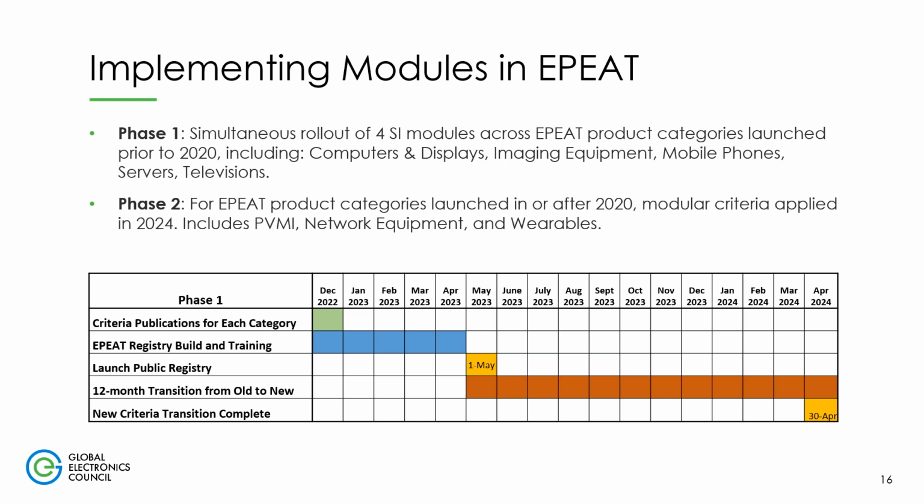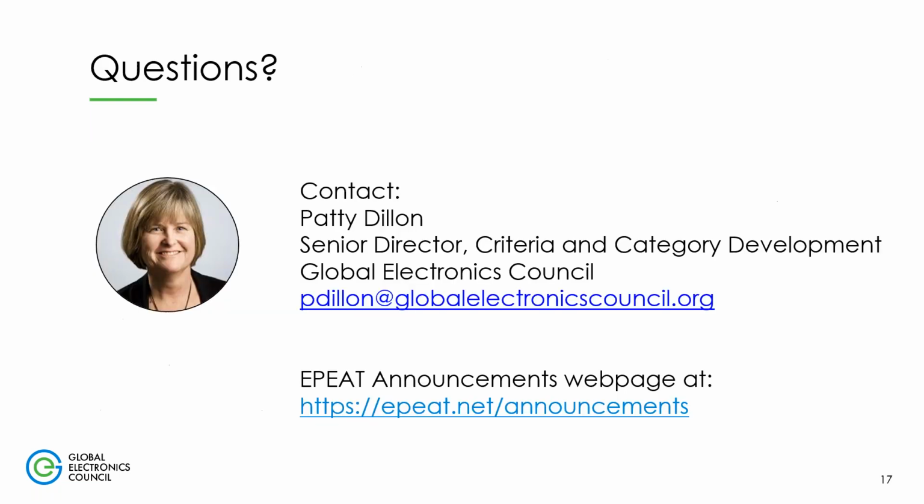Now, there would be a similar timeline to this that would be applied to phase 2 products in 2024. So that is the plan for the timeline and implementation of the criteria development, as well as implementing it within EPEAT. And that actually completes the presentation for today.